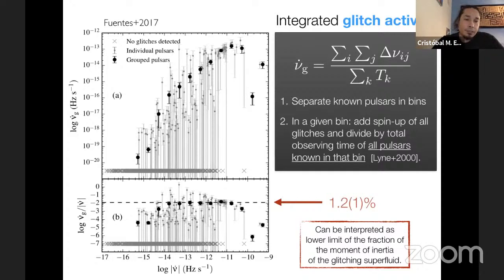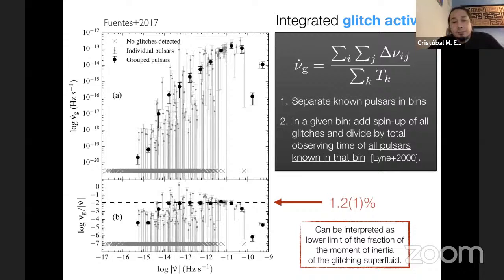And the X shapes in the bottom of the plot with a single horizontal value are the pulsars that have no glitch detected. So the main result here is that there's a very clear linear relationship between the glitch activity and the spin down rate. The bottom plot shows essentially that. It shows the glitch activity divided by the spin down rate. And you can see that there is a constant 1.2% value there.